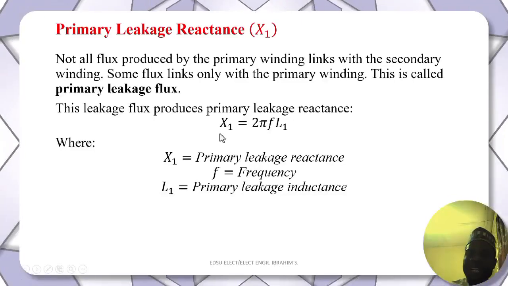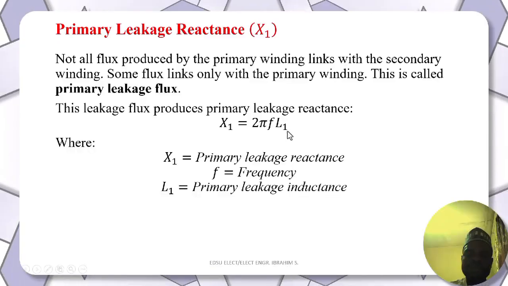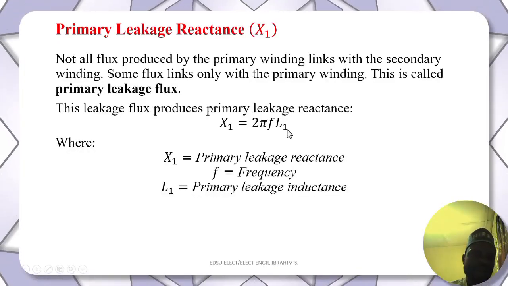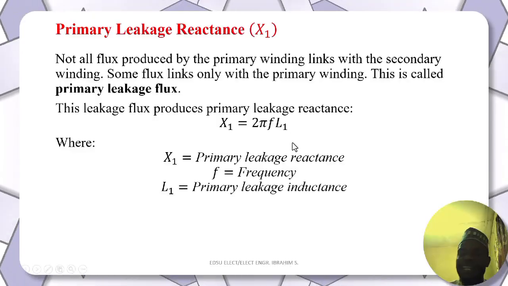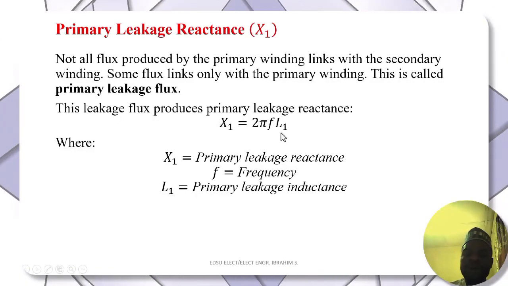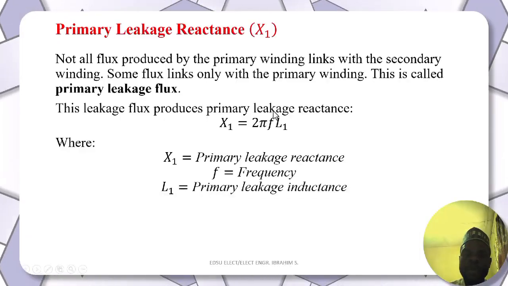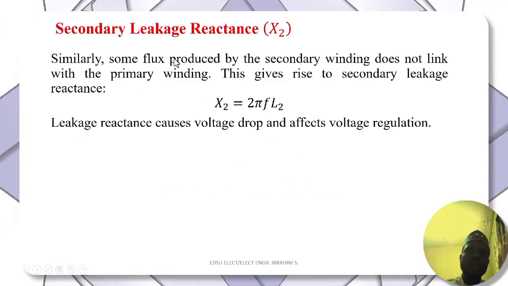Then at the primary, the reactance at the primary, we'll be dealing with the primary inductance. Then we have X equals WL, and our W, which is the angular velocity, is usually represented by 2πF, where our F is the frequency.